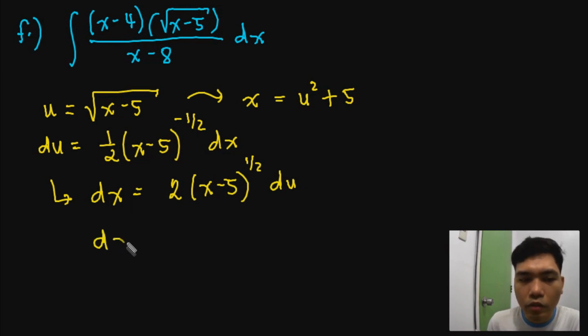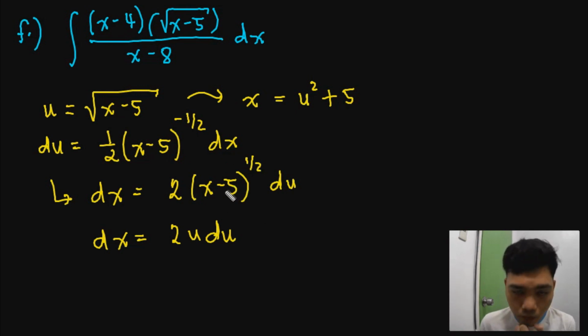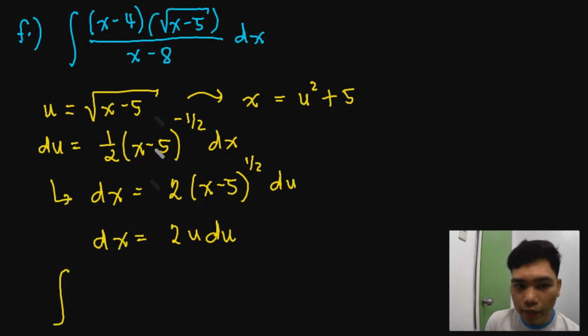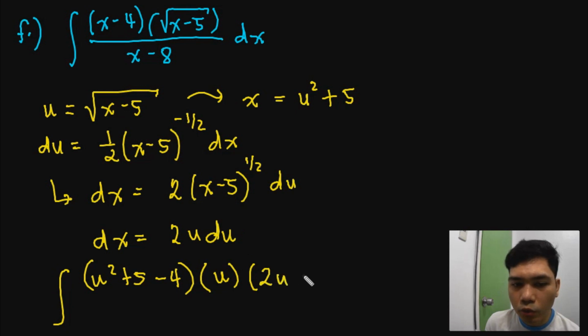So we need to represent this square root of x minus 5 in terms of u, so that becomes 2u du. Okay, so this is a lot cleaner now. We can now substitute these values in terms of u, so that becomes the integral of x minus 4, that becomes u squared plus 5 minus 4, multiplied with u itself, and then dx would be 2u du.